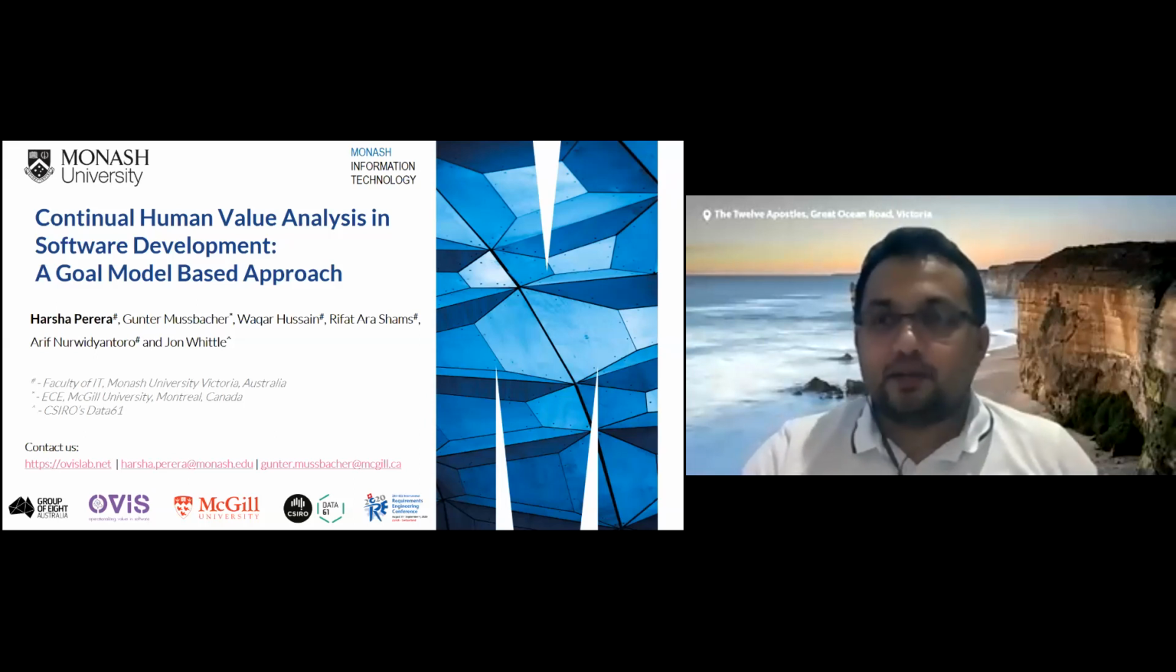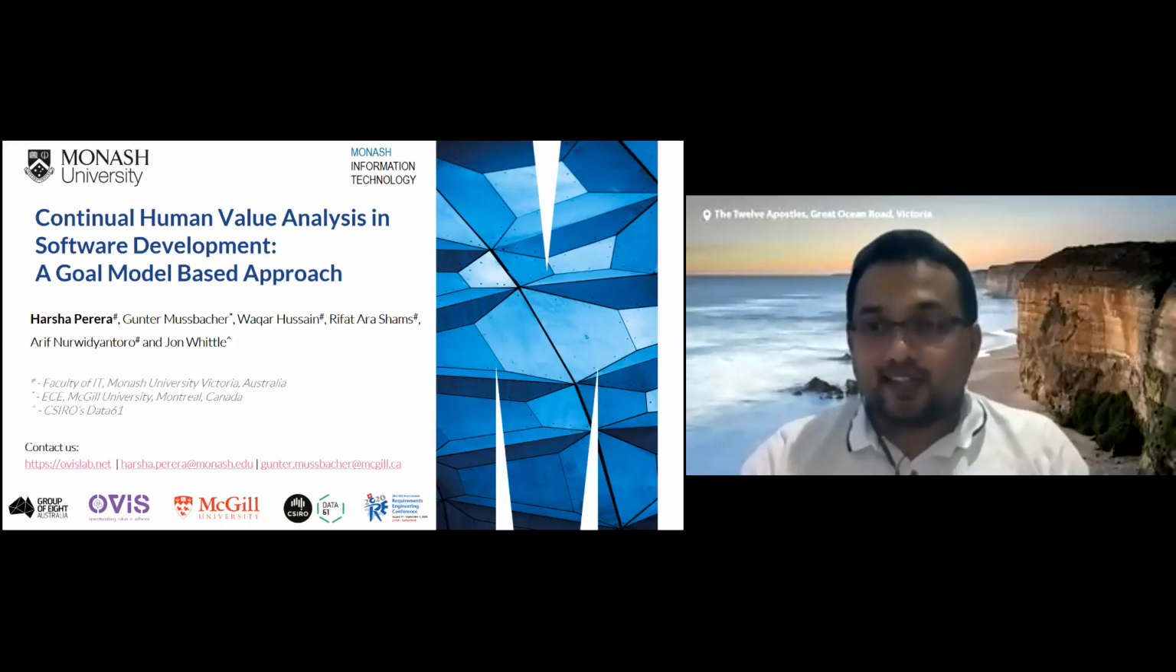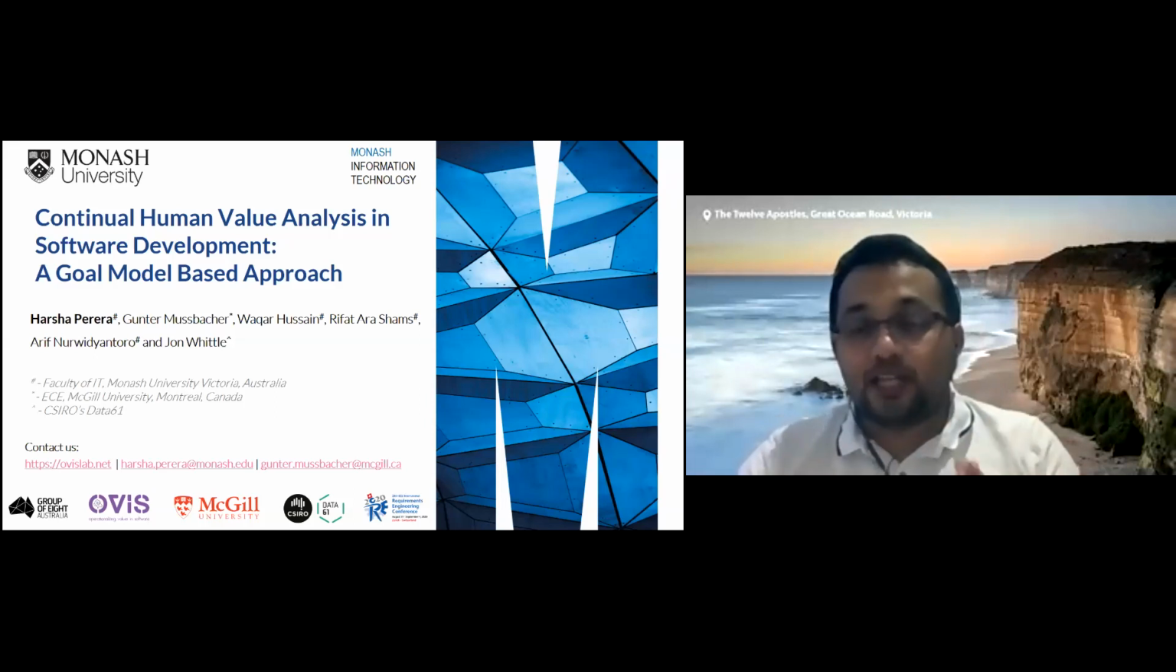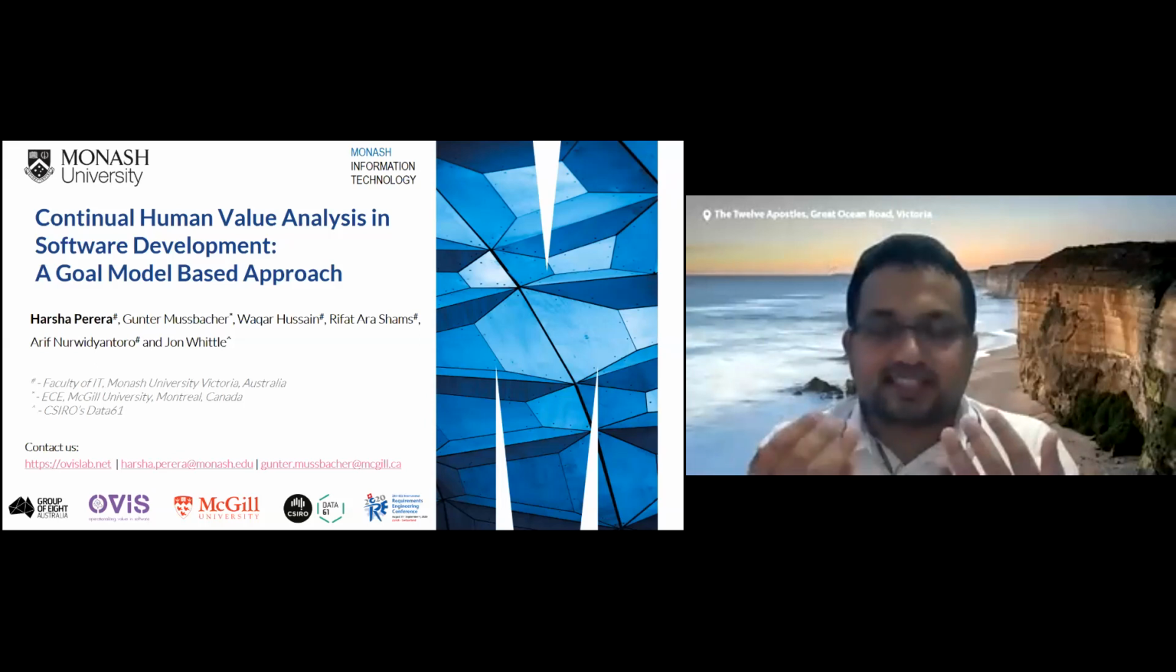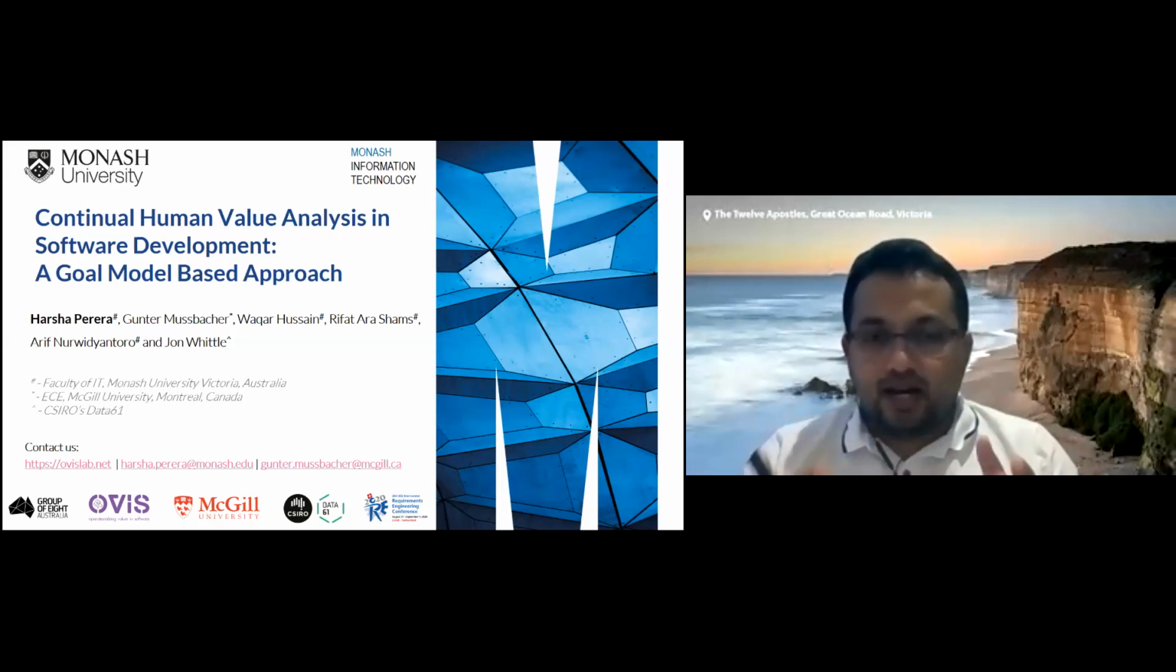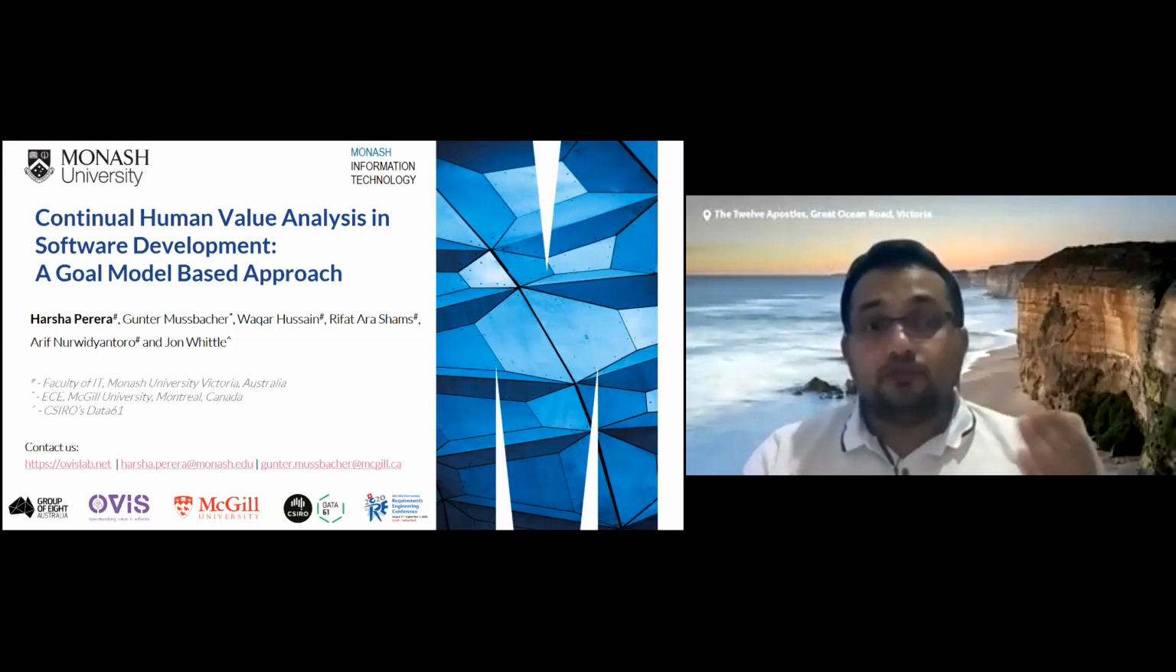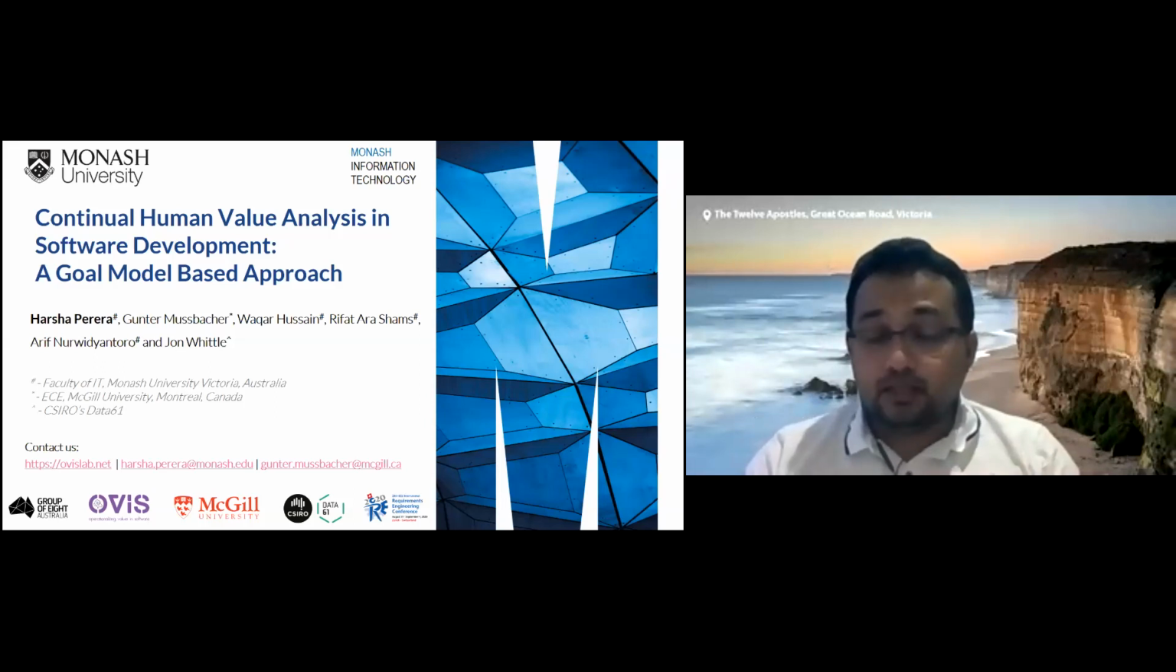I'm representing Monash University, Australia, Ovis Lab, which is operationalizing values in software. So you understand that we are working towards that. And today I'm going to present our paper for RE'2020, which is in the research track, Continual Human Value Analysis in Software Development, a goal model-based approach.